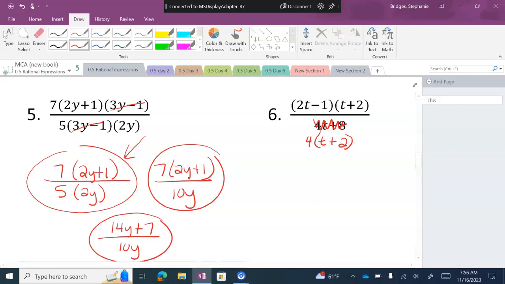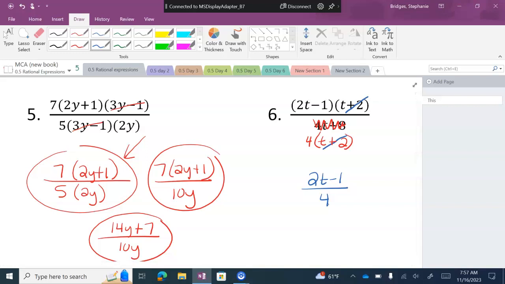Does that help me simplify anything? Does that give me stuff that's the same at the top and the bottom now? T plus 2. Okay, I'm going to get rid of the t plus 2's. At the top, I have that 2t minus 1. You can put it in parentheses if you want, but there's nothing else up there, so you don't have to have the parentheses. And what's left at the bottom? 4. Can I reduce the 2 and the 4?